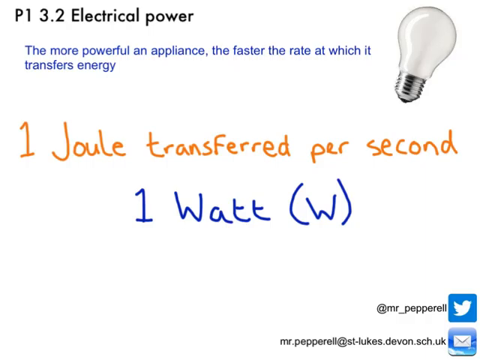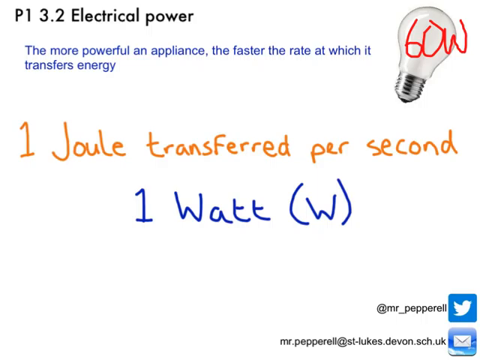Now, a 1 watt light bulb wouldn't be very bright, you wouldn't be able to read by that, okay? So a typical electric light bulb you might have in your house is a 60 watt light bulb, and that means that every second you've got that light bulb turned on, that light bulb is transferring 60 joules of electrical energy into light energy.